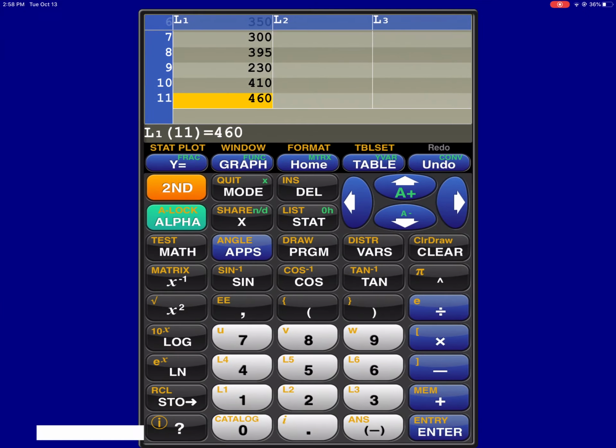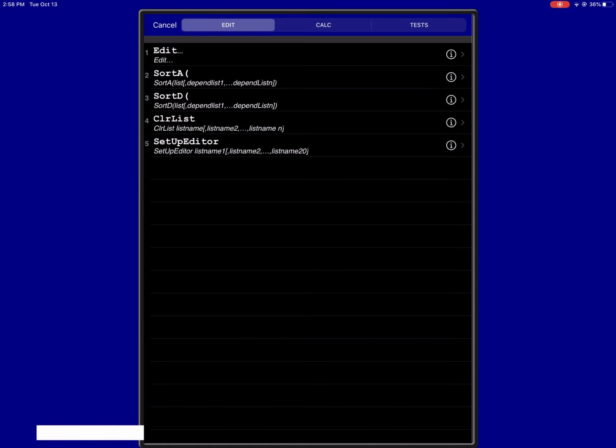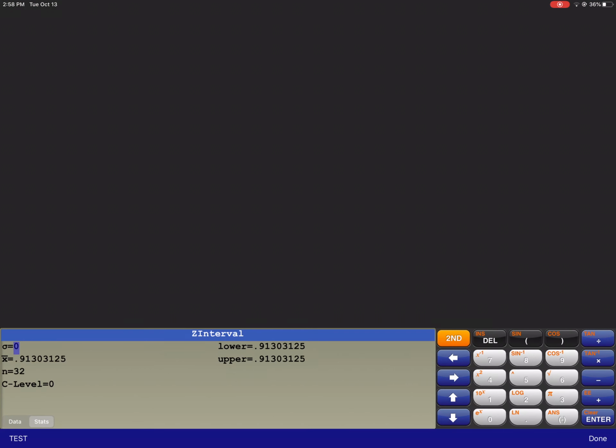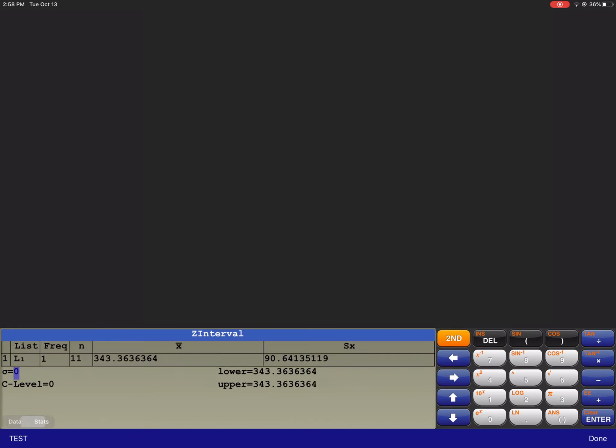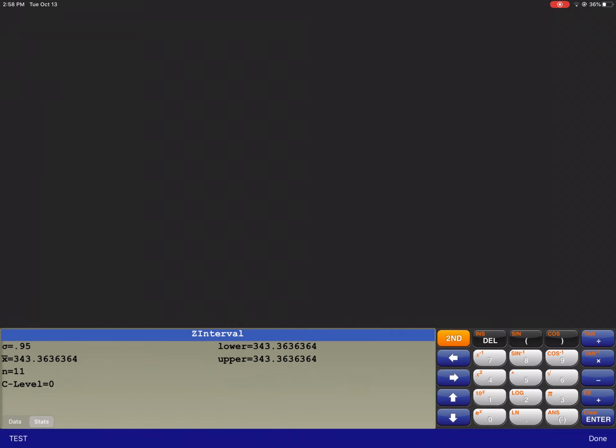So let me quit out of this, go back to stat, go to test, go to z interval. Again, I want to click the data. Notice the only thing it's asking me is the sigma. In this case, 71. What's my confidence level? Type it in as a decimal, so 0.95. And then if I hit test, oops, do I have to do it this way? Let's see. There we go.